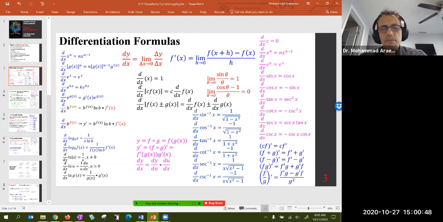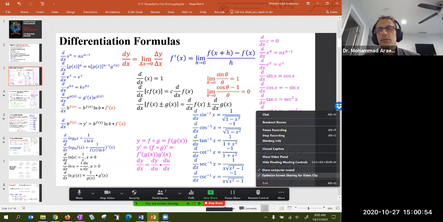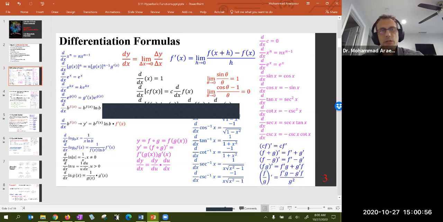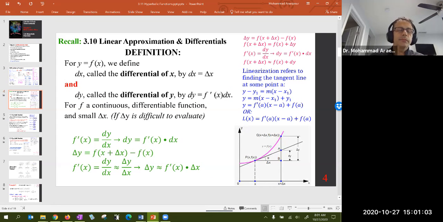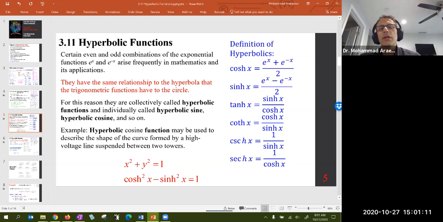As always, we have a lot of differentiation formulas, class. And you've got to be comfortable with them, especially because of the reverse process coming up, anti-differentiation, or integration as it is called. The linear approximation was discussed, and hyperbolic functions and their definition.